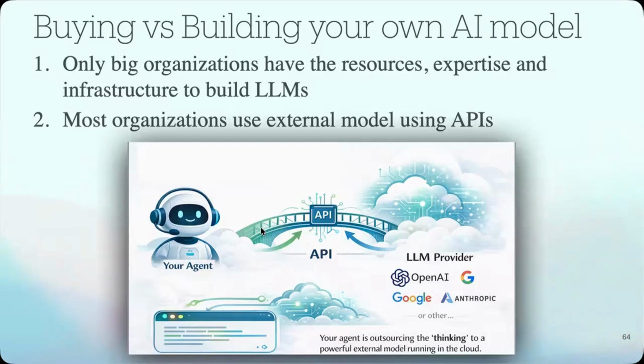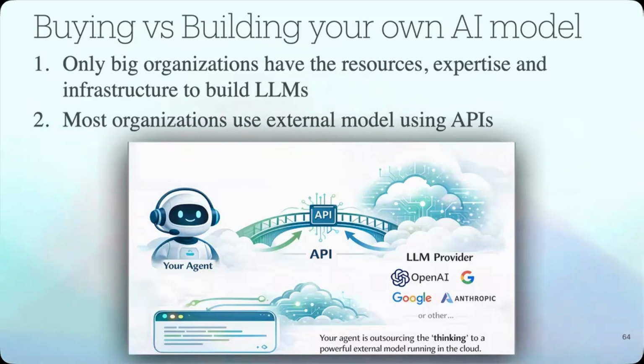Well, one of the first practical questions that comes up when integrating an AI agent into a business is this: should you build your own AI model or use an external one? This is a classic make versus buy decision. In reality, only a small number of organizations have the resources, expertise, and infrastructure required to build their own large language models, the core intelligence behind an AI agent. Because of this, most organizations choose to use external models and simply pay for access.